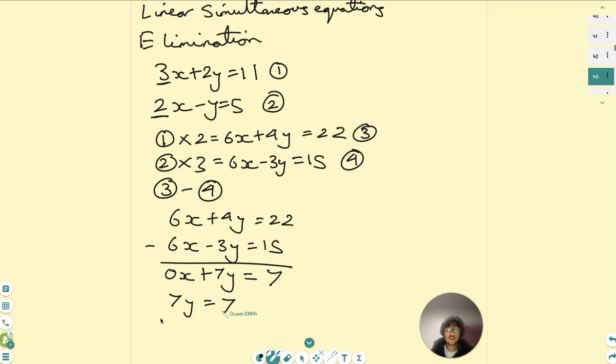Then we want to solve for y, so we divide both sides by 7. So we get y is equal to 1.